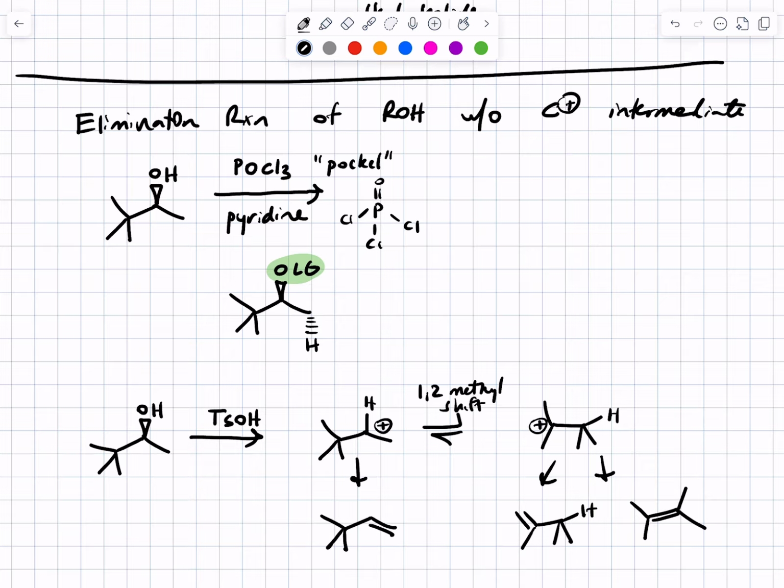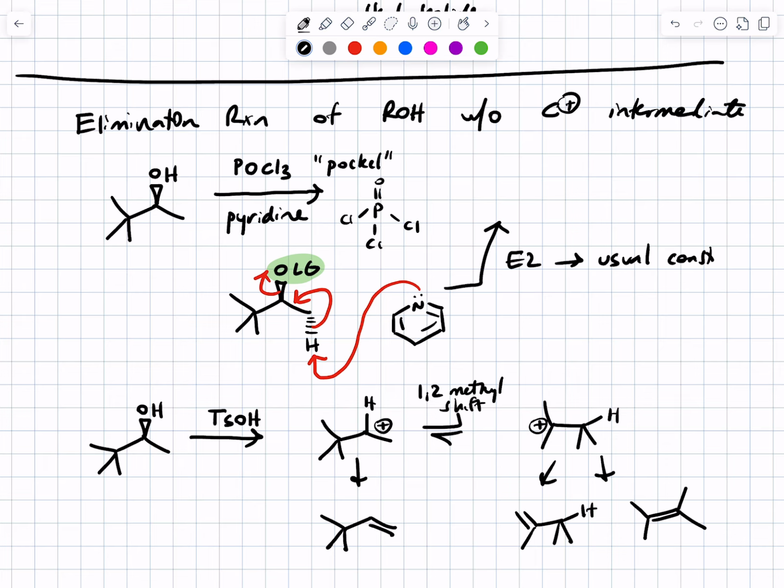And then the pyridine does an E2 reaction. And because it is E2, the usual constraints apply. That is, the beta proton must be anti to the leaving group. But the product is exclusively that alkene, and you see no rearranged products.